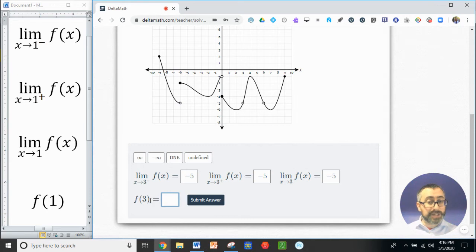However, the actual value of f of 3 is missing from our graph. Since it's just this open circle, I'm going to put in undefined. We don't have a value when our input is 3. It's just not something that our function can do. So the output for f of 3 is left undefined.